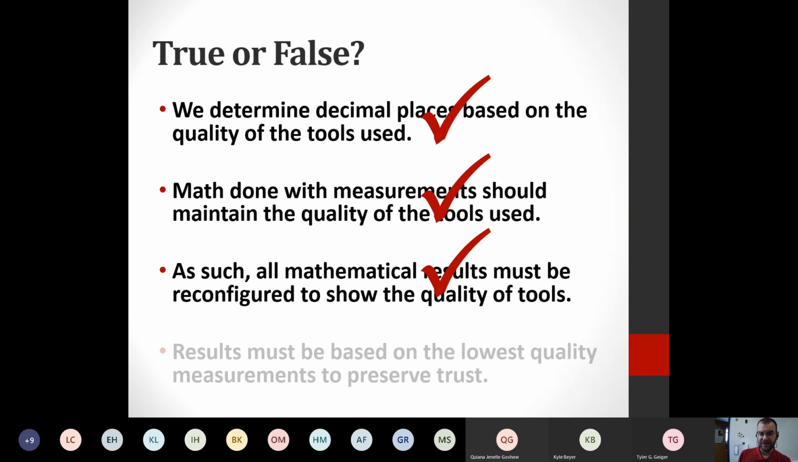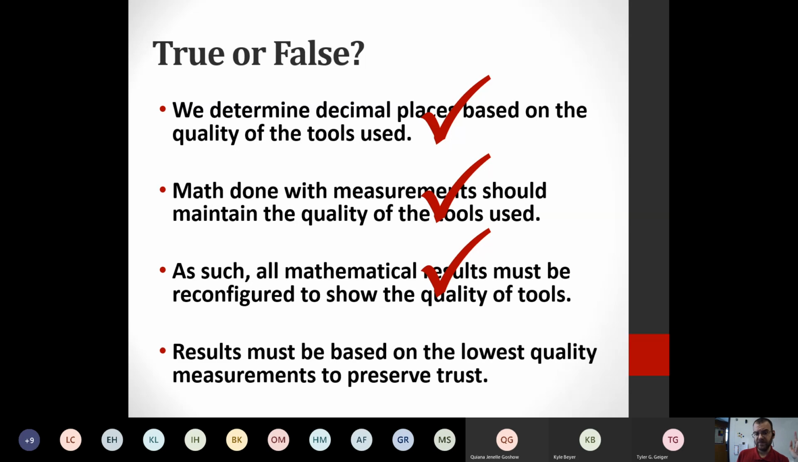But the real tricky one is this. Your results must be based on the lowest quality measurements and tools to preserve trust in those numbers. This is a tough concept for many people to think about because if you get a bunch of different stuff with different tools, then what can you trust, what can't you trust, and should you take the best tool you use or the worst tool? Well, the fact of the matter is the worst. If you were guessing the worst, you are absolutely correct. That is exactly what you should be taking care of.